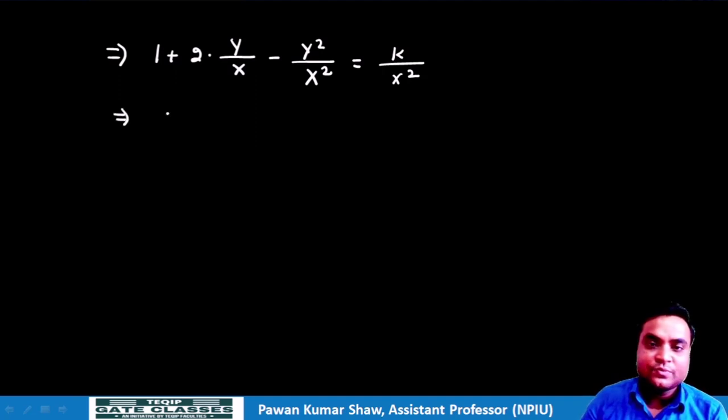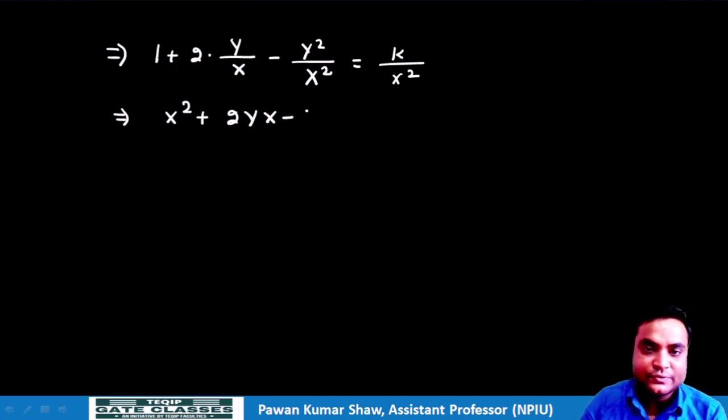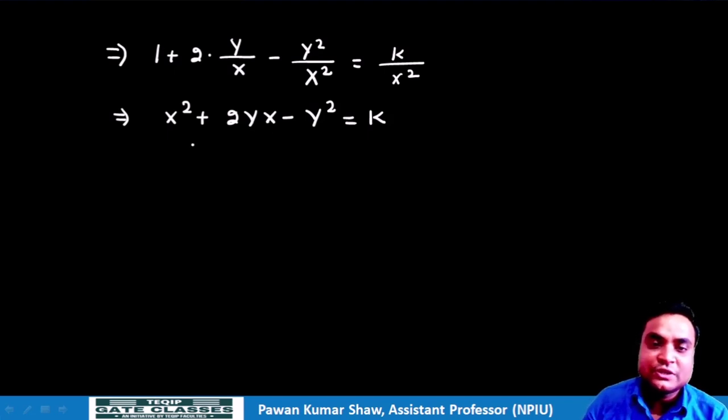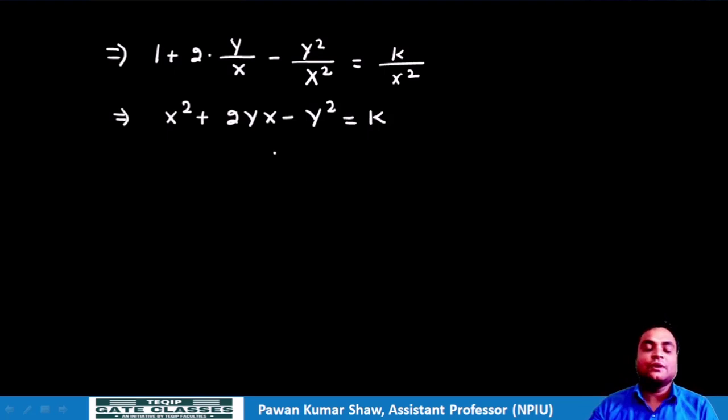So now we can do more simplification. We can cancel X square after taking the LCM. So X square plus 2YX minus Y square is equal to k. After that, what do we have to do? Y and x, because we have done some adjustment so that we can convert our problem into a homogeneous differential equation. So what did we assume?